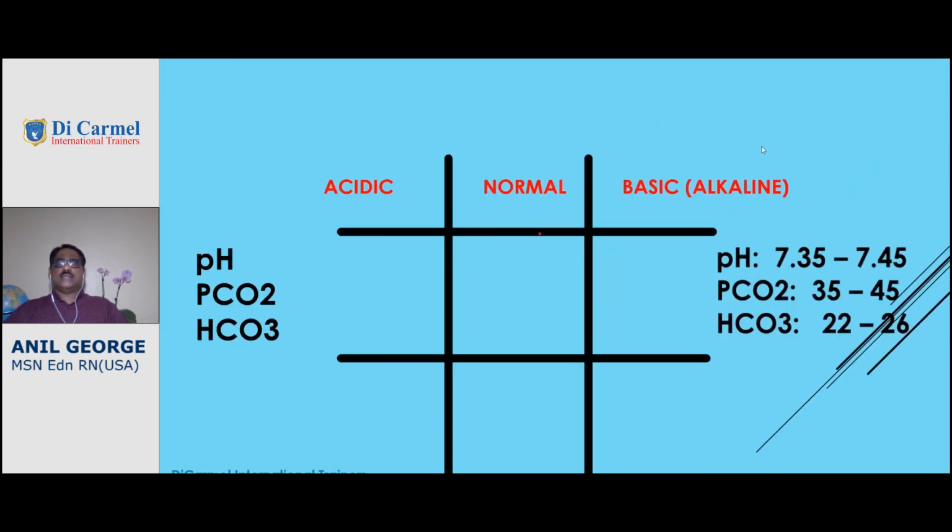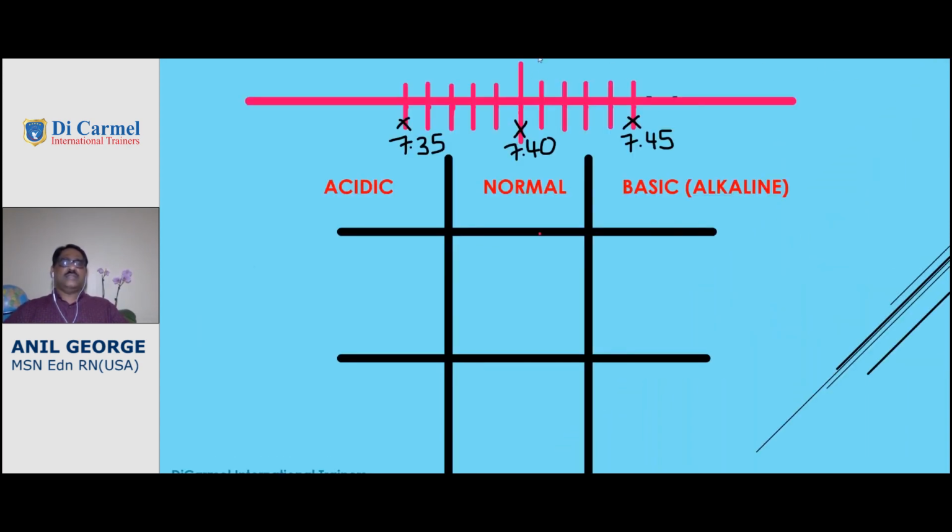All right, and so yes, this is a tic-tac-toe, and one other thing you can see, I call it a pH scale or a pH meter. What we're going to do with this, I'm going to talk a little bit more specifically as we move further forward. Again, what do we see here? We know the normal pH range is 7.35 to 7.45, right?